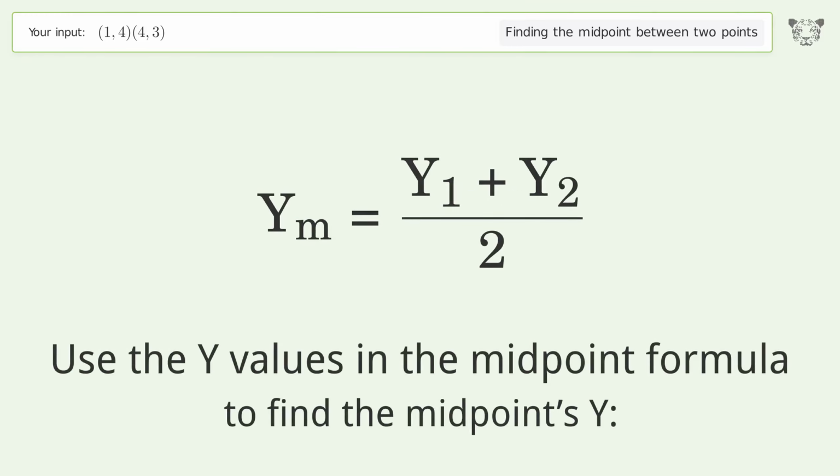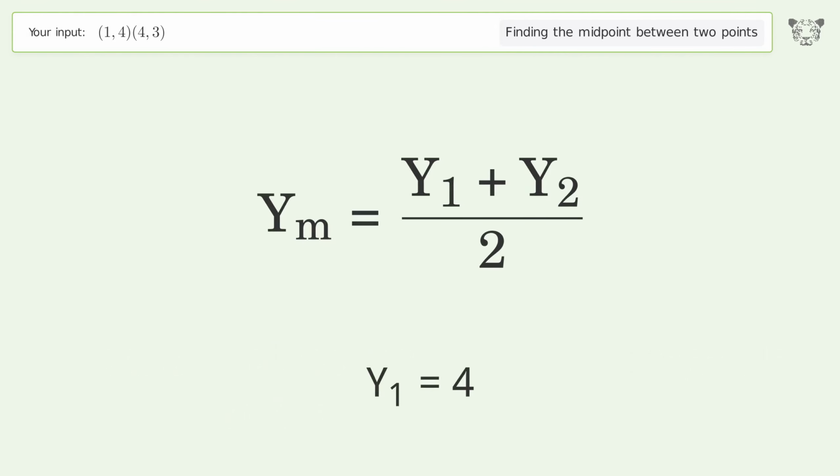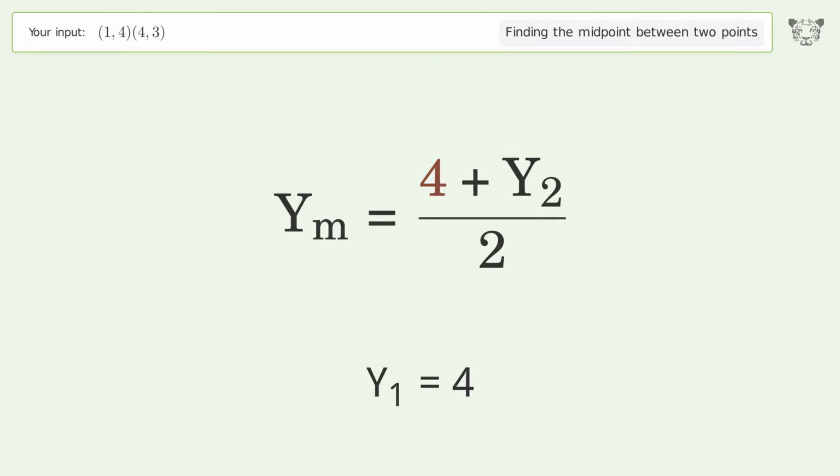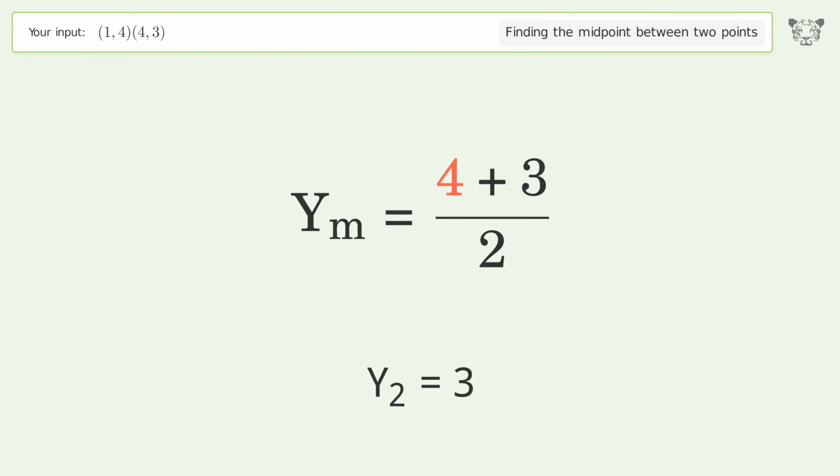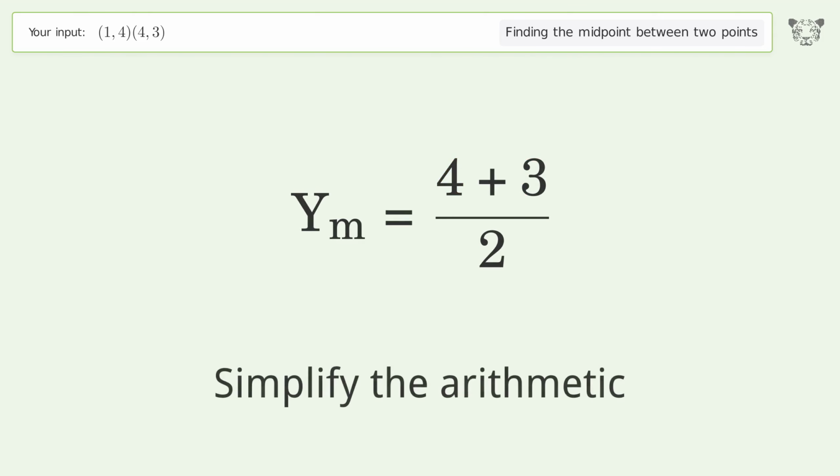Use the y values in the midpoint formula to find the midpoint's y. y1 equals 4. y2 equals 3. Simplify the arithmetic.